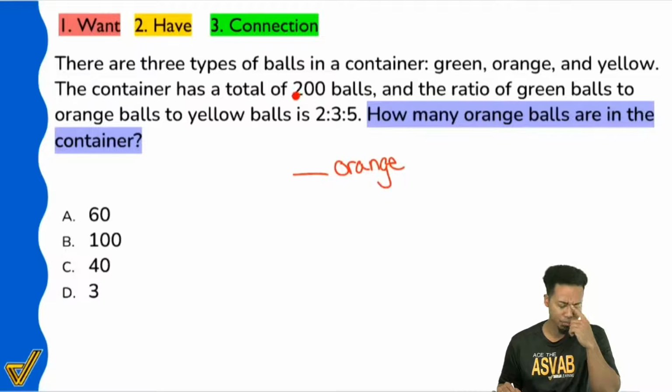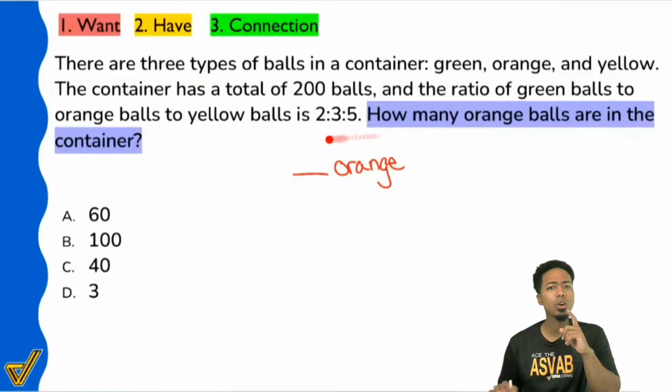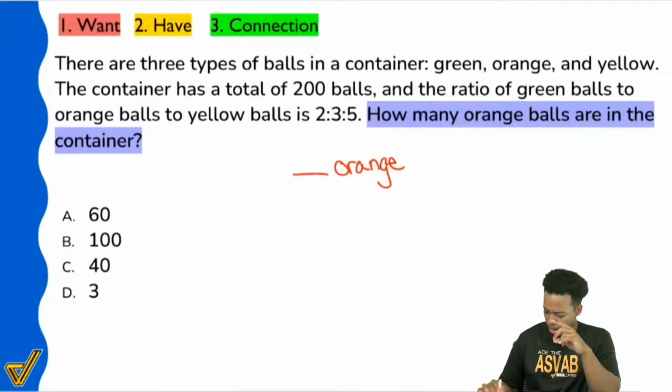Okay, everybody, quick question. They said green, orange, yellow, sure, whatever. But everybody, read with me. In the question right above me, it says, how many balls are in the where? Can you tell me that again? How many balls are in the what? Container. Okay, cool.